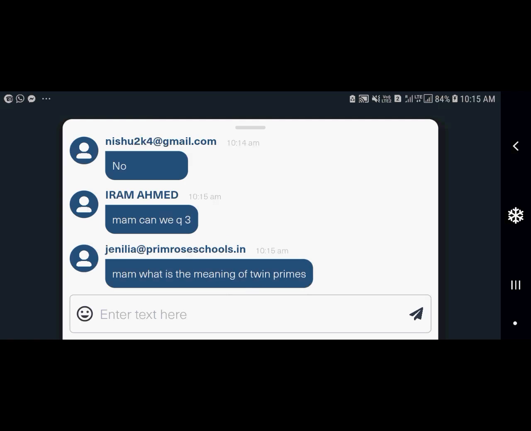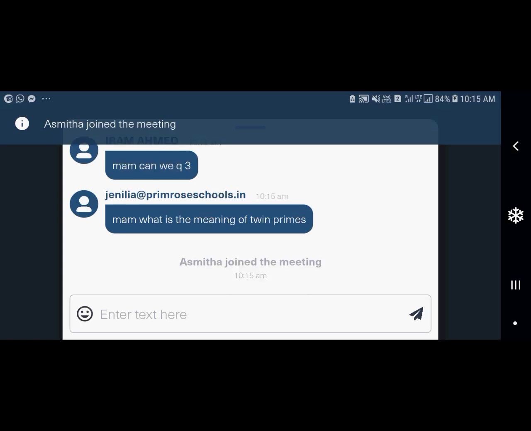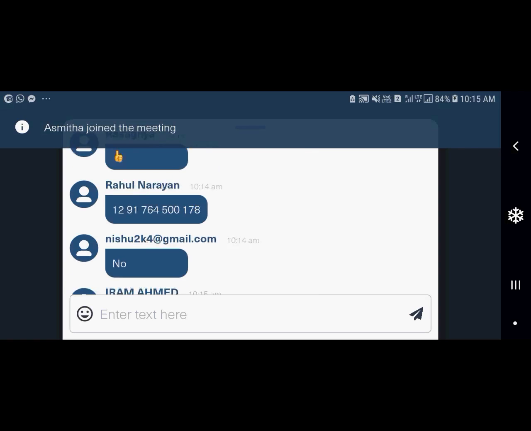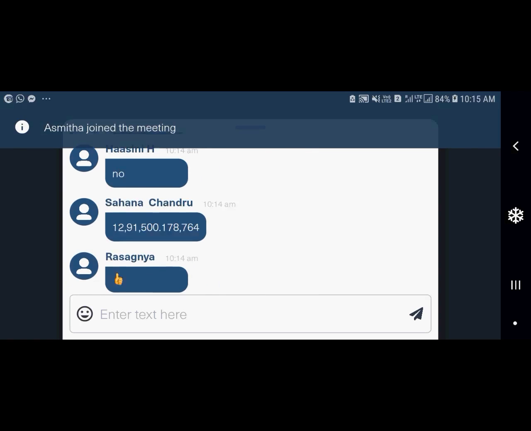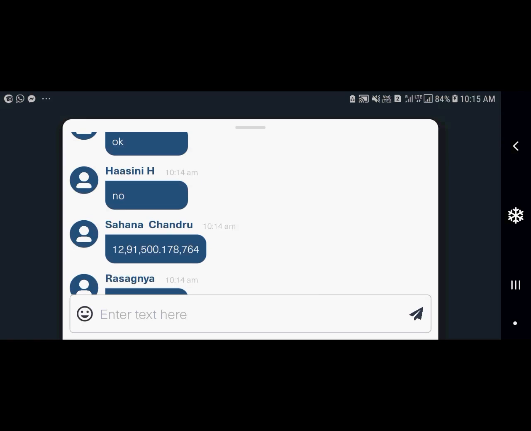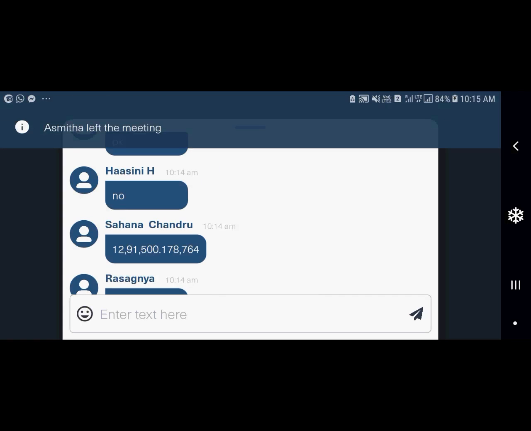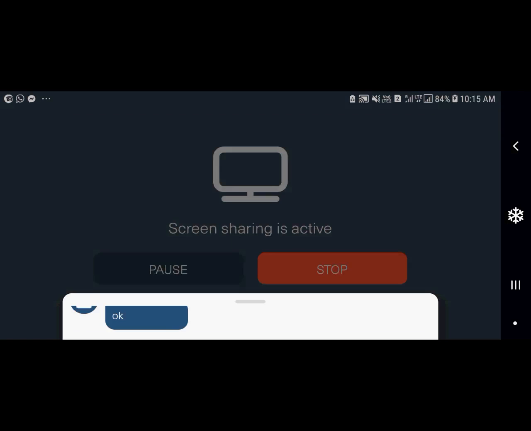Yes, Iram. Have you finished question number 1 and 2? I'm not getting an answer from Iram. Please share your answers. Sahana, very good. Done, ma'am. Very good. Excellent. Okay. Here we are only circling the composite numbers, which means the number should have more than 2 factors. Children, remember that. More than 2 factors.